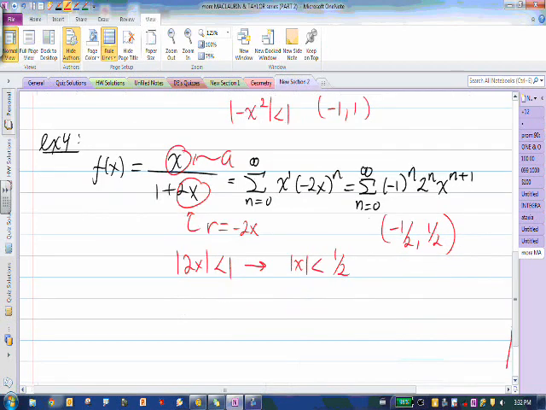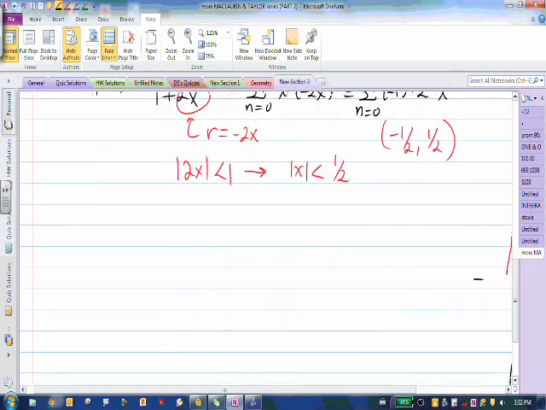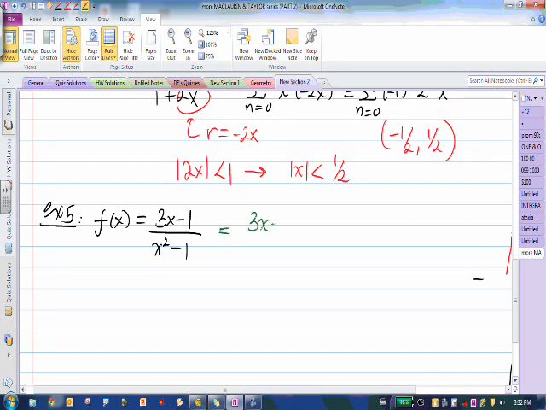Let's take a look at a slightly more complicated example, for example 5. Let's say the function we give you is 3x minus 1 all over x squared minus 1. So you might be tempted to do the following, which is going to be wrong, but just bear with me, so you don't need to write this down.